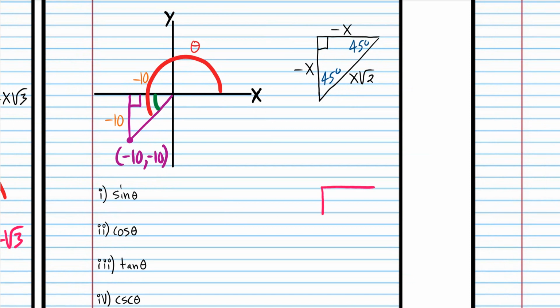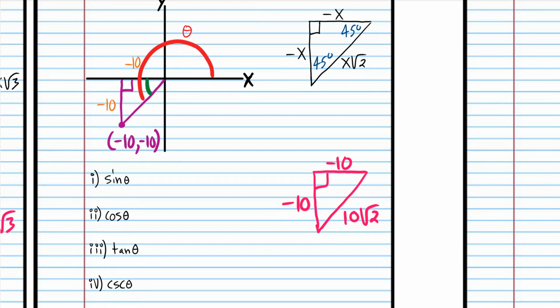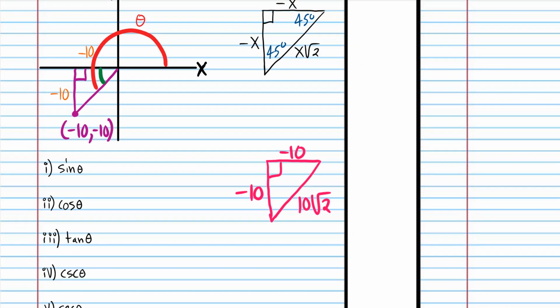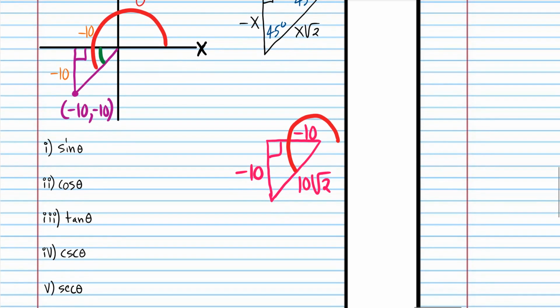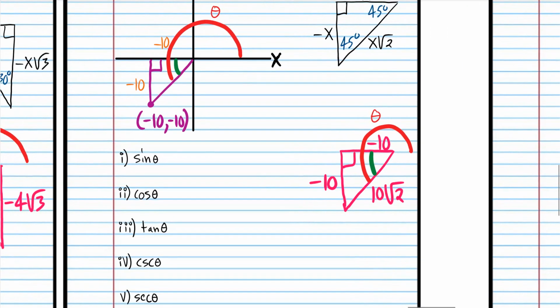And we'll bring this triangle down. So if x is 10, then the hypotenuse is 10 root 2. I'm going to draw that a little bigger. And the angle in question is this angle here. That's theta, and of course the green angle is the reference angle. So now we're ready to go.